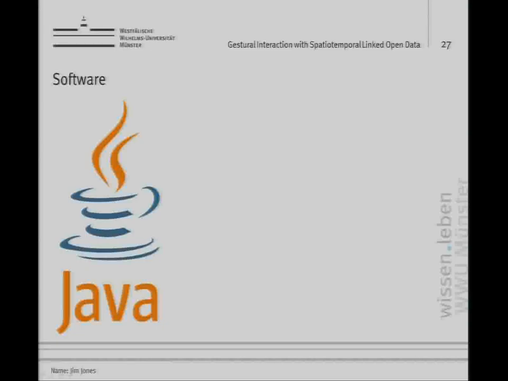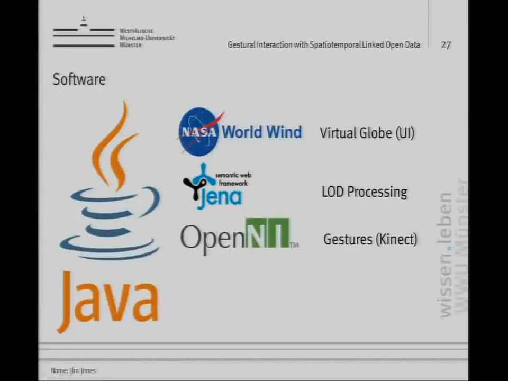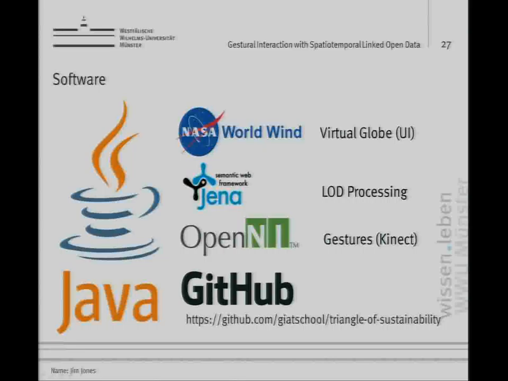Some technical details about the software: every scene was written in Java. The user interface was in NASA WorldWind, this globe. The linked open data processing was developed using Jena. OpenNI was used for reading the gestures from the Kinect and converting them to movements. And everything is free, open source. It's available on GitHub for download if someone is interested in hacking it.